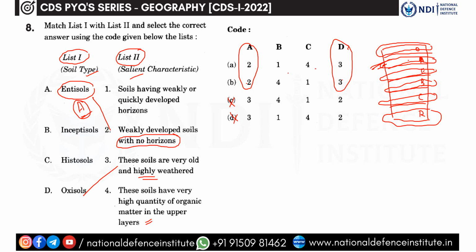See, inceptisols are the ones which have weak and quickly developed horizons, and histosols are the ones having a high quantity of organic matter. So for this, if you match C with 1, the correct answer will be option B. All right, fine.